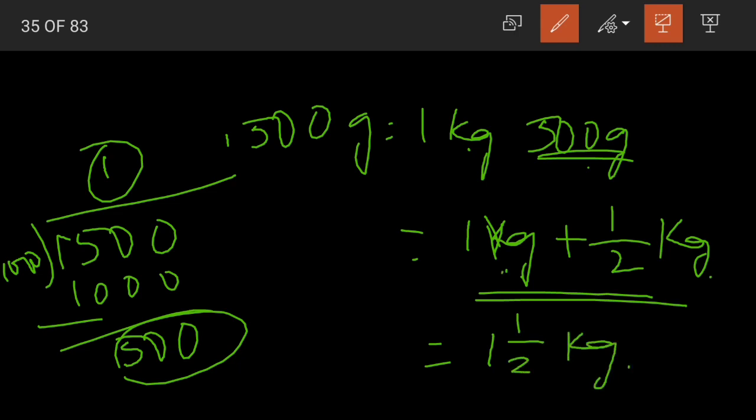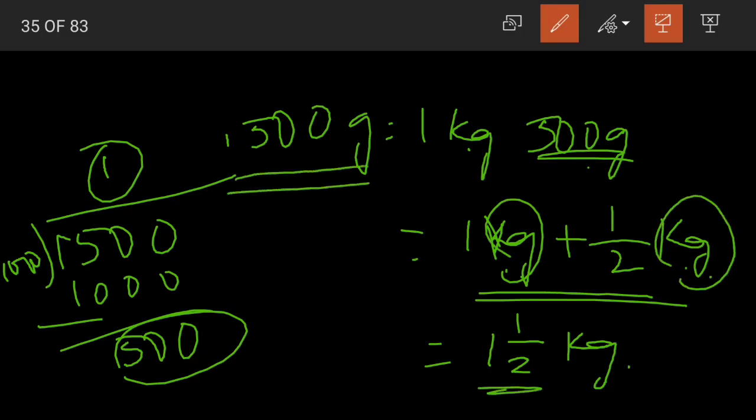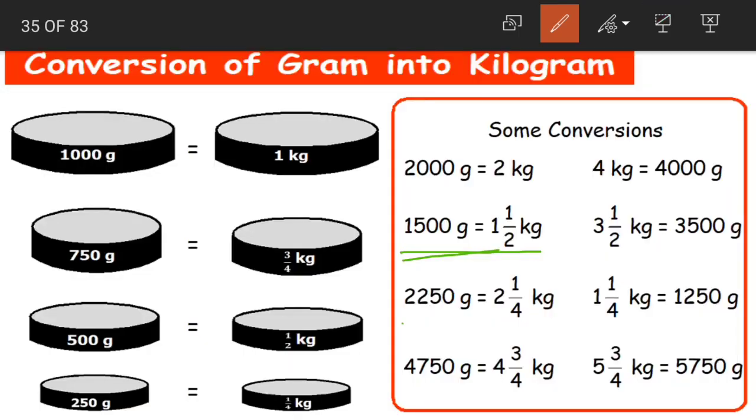Understood, children? As the units of measurement are same, we can club them together. We can add them together and get the sum. 1500 grams is equal to how much now? 1 1 by 2 kg.